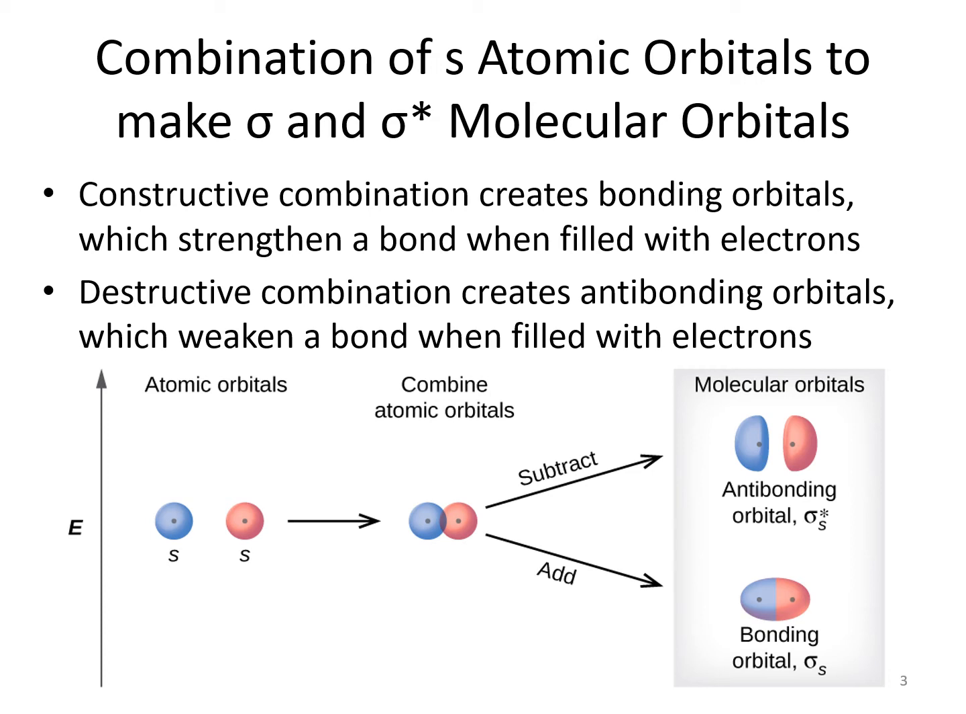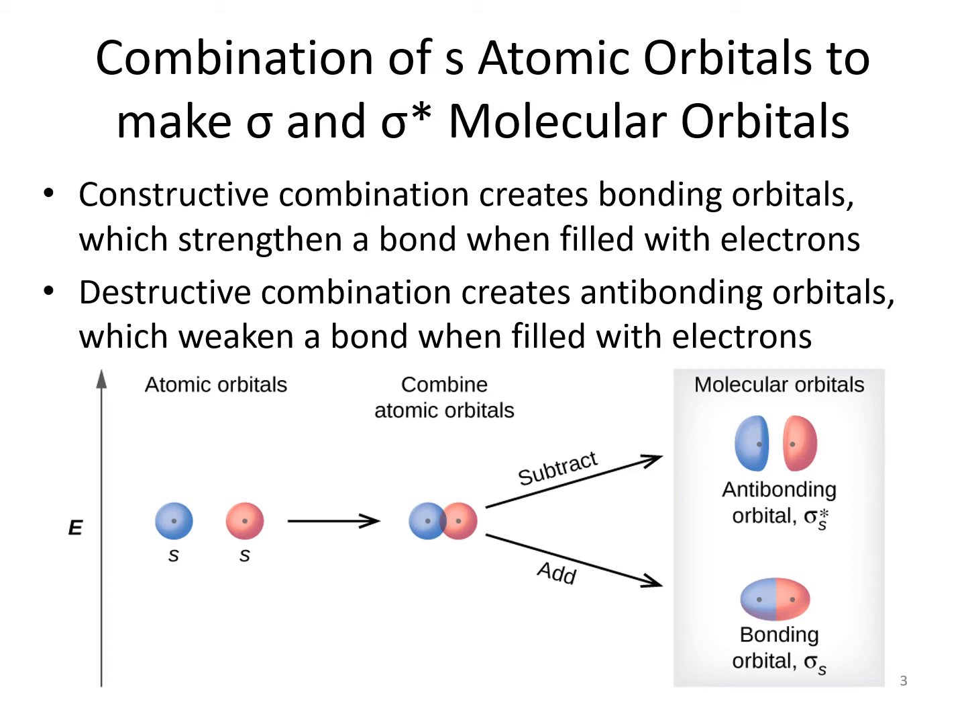When orbitals combine destructively, an antibonding molecular orbital is formed. When these antibonding molecular orbitals have electrons in them, it weakens a bond within the molecule. This is because the electrons are mostly found away from the two nuclei, and they are essentially pulling the two atoms apart. To denote an antibonding molecular orbital, we put a star next to it.